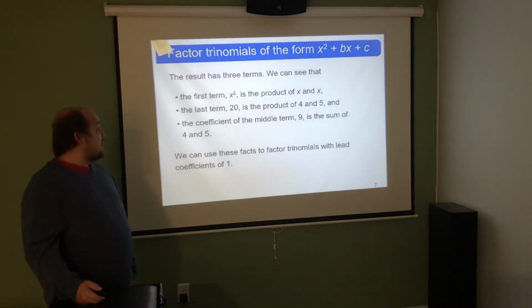So we can see that the first term, x squared, is the product of x and x. The last term, 20, is the product of 4 and 5. And the coefficient in the middle is the sum of 4 and 5. We can use these facts to factor this trinomial.